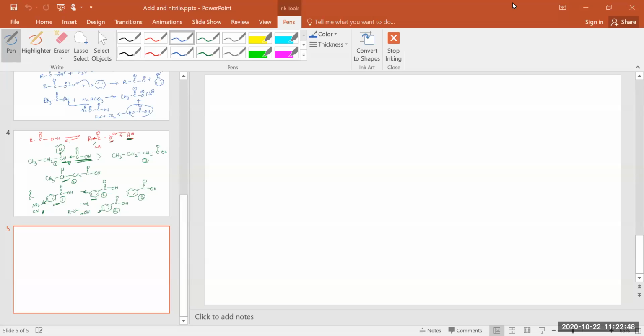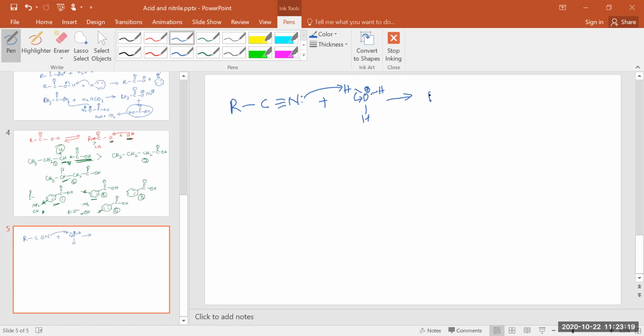Okay, so this one, let's see the mechanism. I will write just this generic structure. See, this nitrogen of nitrile has a lone pair, so it's basic. And then you have acidic condition. Same as carbonyl, this will be protonated with the acid.